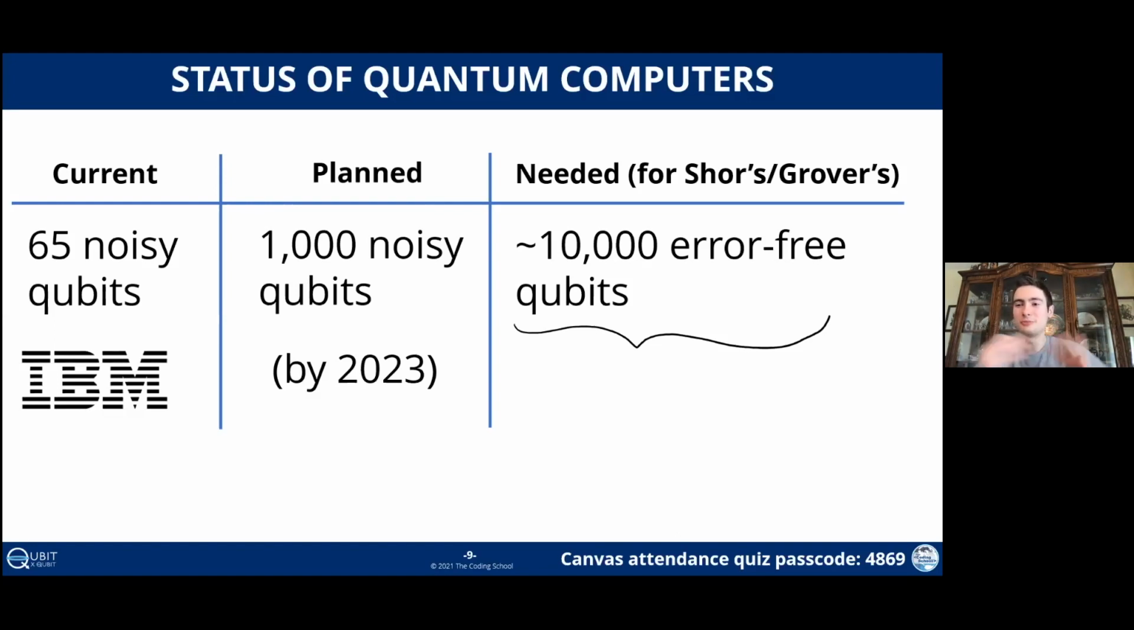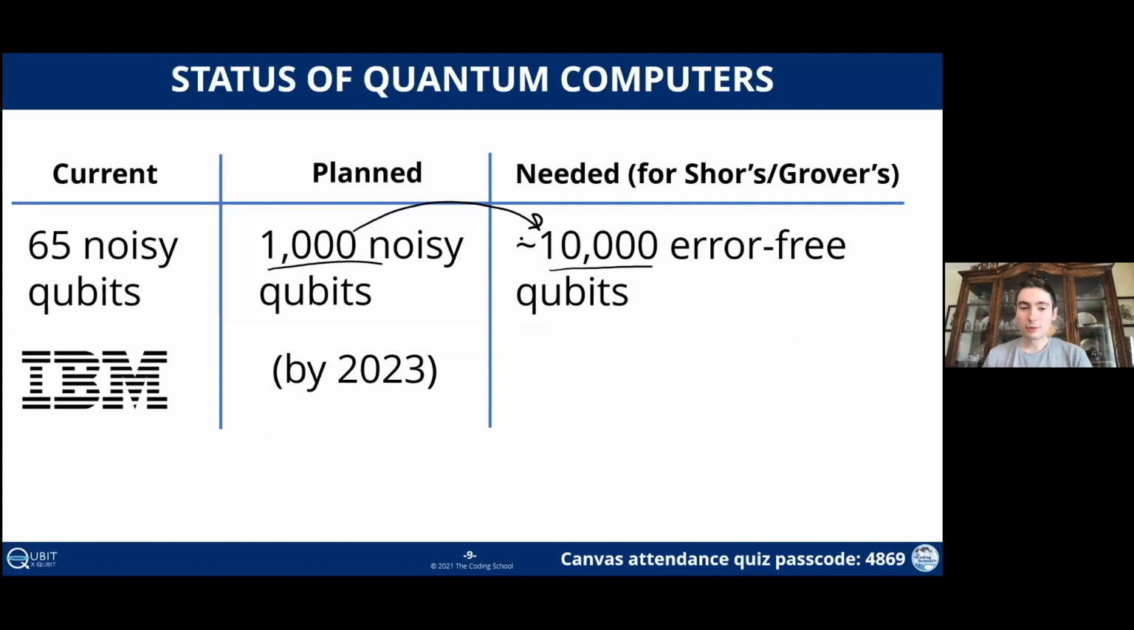You're going to have to search through many more than that. And so if you want to tackle a problem on the scale of something in the real world that would be useful, you would need somewhere on the order of 10,000 error-free qubits. So there's a couple of things to point out here. Number one, 10,000 is another order of magnitude larger than 1,000. So that is significant. We would need more development to get that to happen.